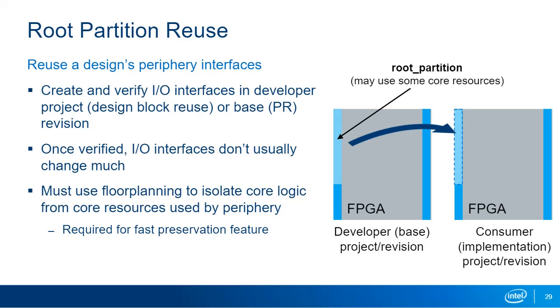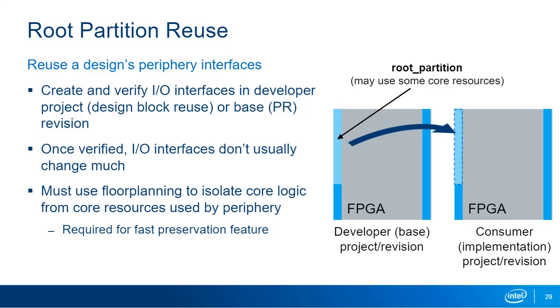If you are not creating a PR design, the root partition reuse flow is required for the fast preservation feature to work. As the name implies, root partition reuse allows you to reuse the top-level I/O interface design of the developer project in a consumer project or revision. It is very common to create and verify the I/O interfaces of a design to be able to start board design as soon as possible.